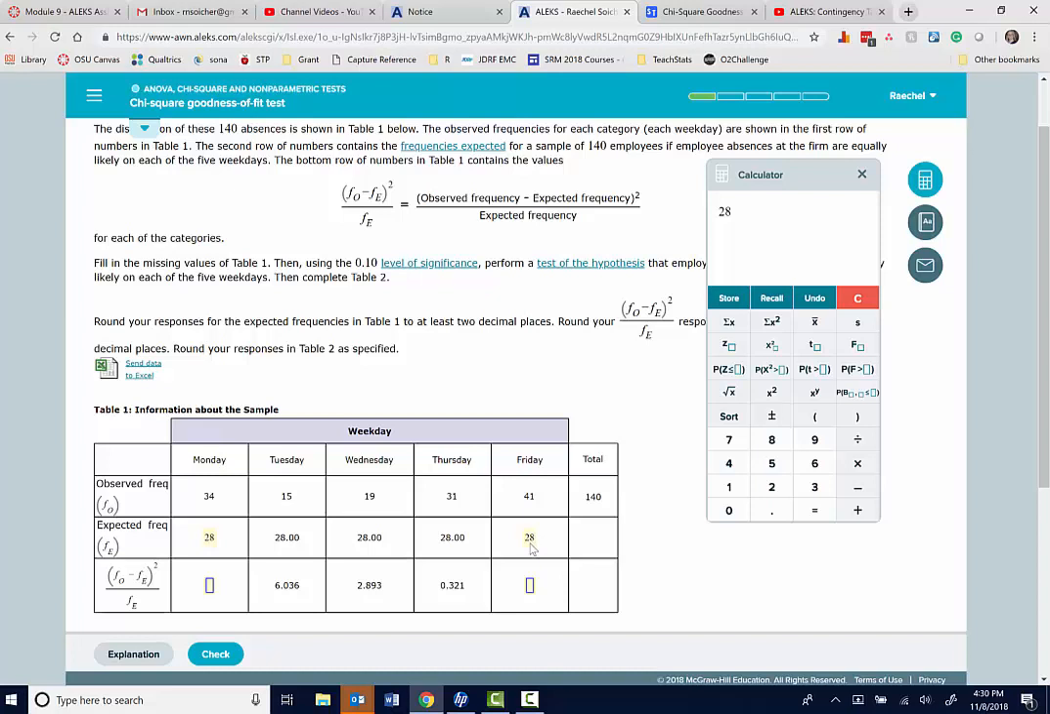In most problems that you're going to get, though, it will give you different percentages for each of the levels of the category. So you might have gotten a problem where it would say, for example, it's 10% on Mondays and 30% on Tuesdays, etc.